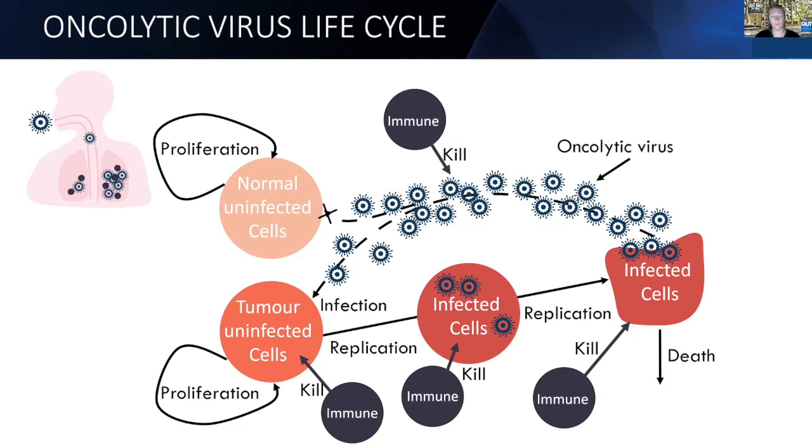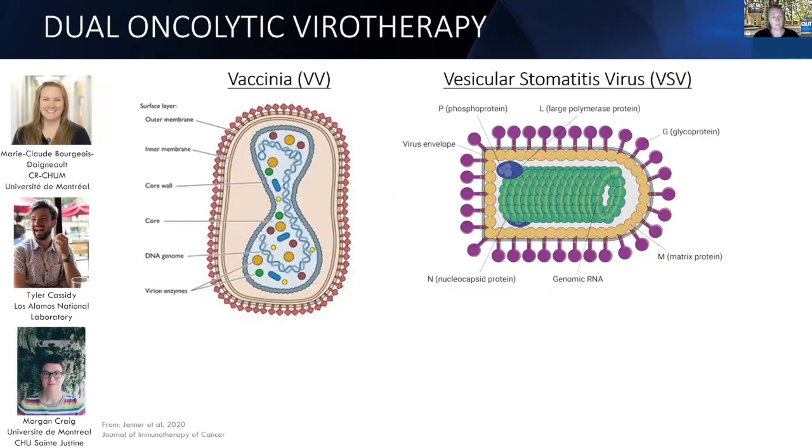And so I'm going to talk about one type of treatment that's an example of this that we've been working on and trying to help optimize for patients. And that's known as dual oncolytic virotherapy. This work was done with a few different collaborators, Mary Claude, Tyler, and Morgan, of course. The idea here was to take these two viruses and consider them as oncolytic viruses, so programmed tumor-killing viruses, and then to determine what the optimal treatment strategy would be if we were to actually treat a human cohort.